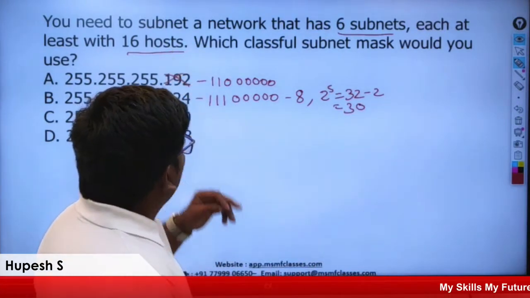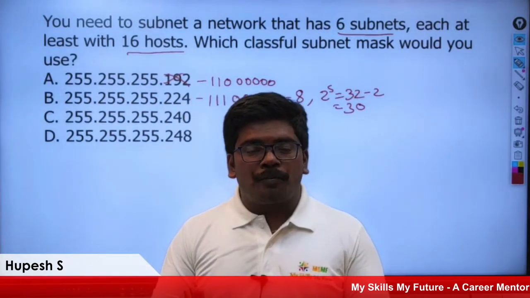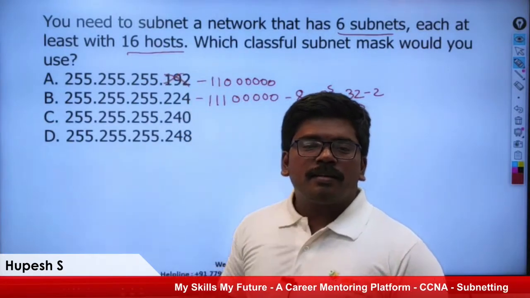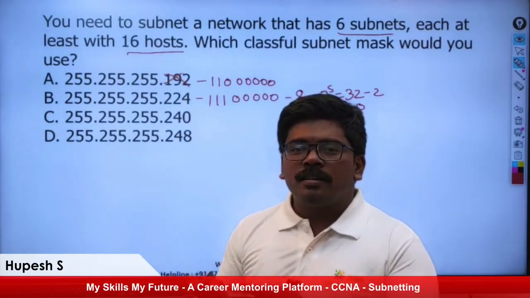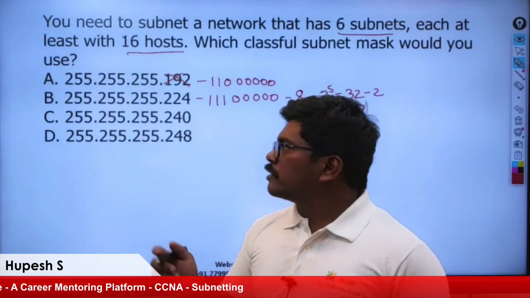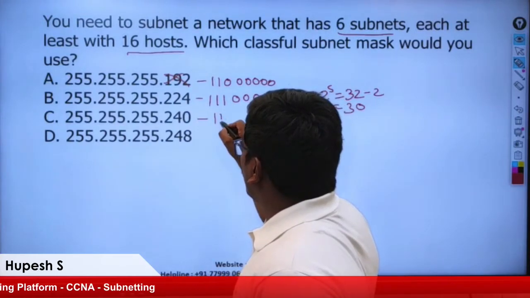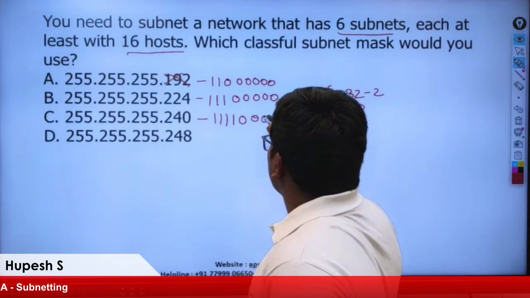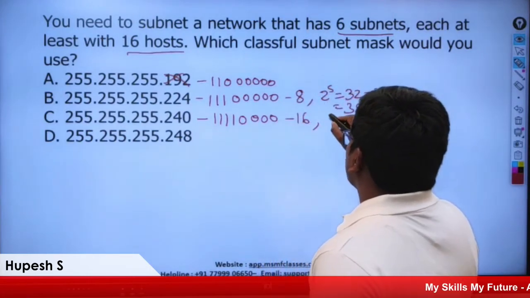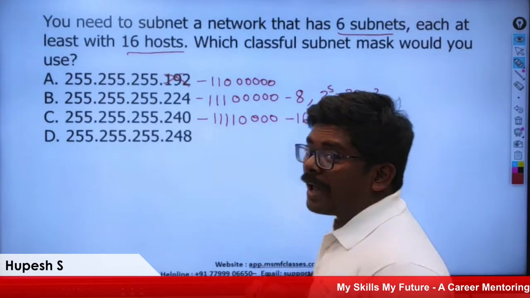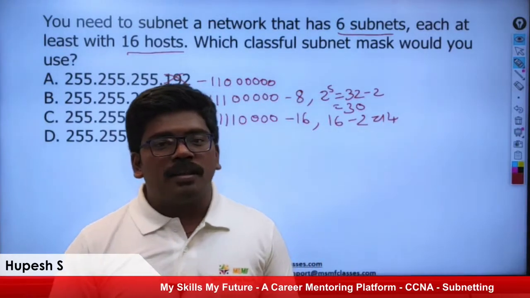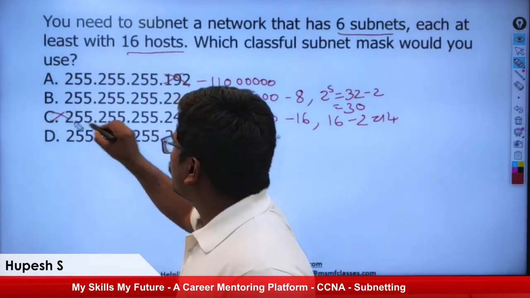So this is meeting my requirement, but let's see if there is any option which is closer and reduces the wastage, because here I need 16, but I'm getting 30 different IP addresses, which is far more, right? So we need to check if there is any other option which gives less wastage of IP addresses. When you see 240, it has 4 ones and 4 zeros. That means 16 networks and 2 power 4 is 16 hosts. When I subtract the network ID and broadcast ID, I would be getting 14. That means this is not meeting my requirement either.